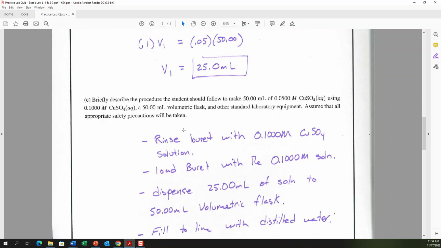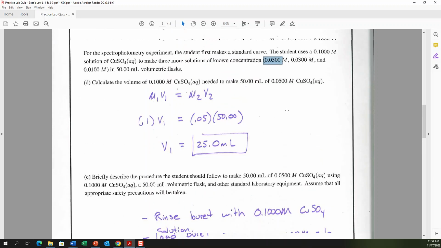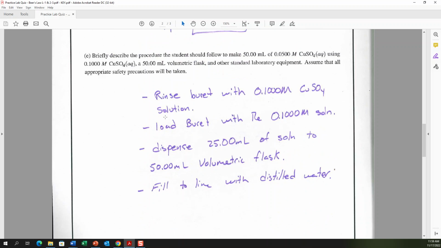Using 0.1 molar, 50 milliliter volumetric flask, and other standard laboratory equipment, right? So we need to measure out, right, think about the different kind of things, and don't worry about putting on goggles. They say assume that all appropriate safety precautions will be taken. So it doesn't have to be crazy detail, guys. This is just like, okay, so figure out what you're going to measure your 25 milliliters of your copper sulfate solution, okay?